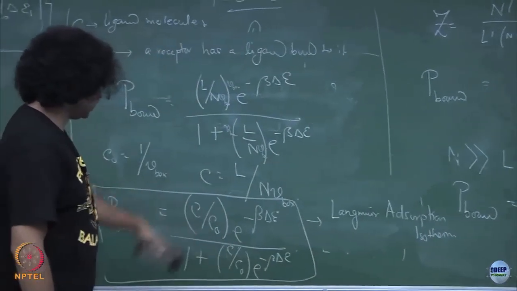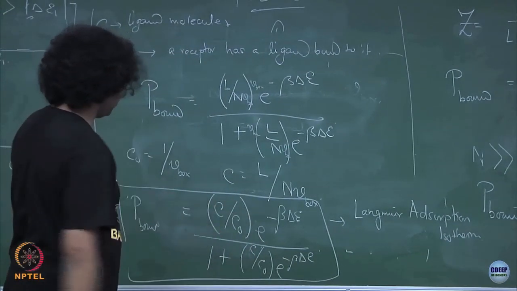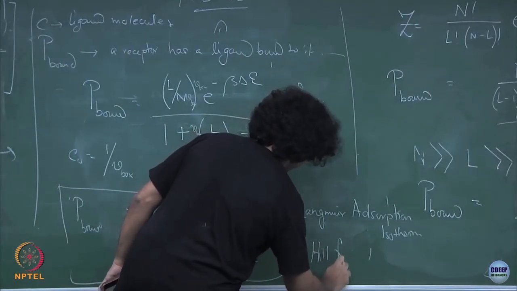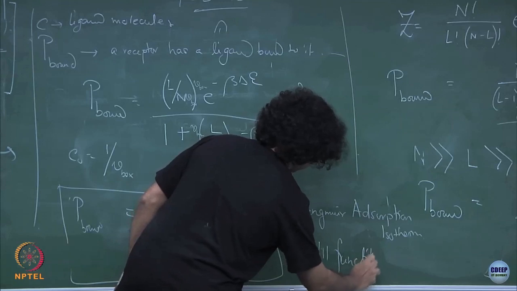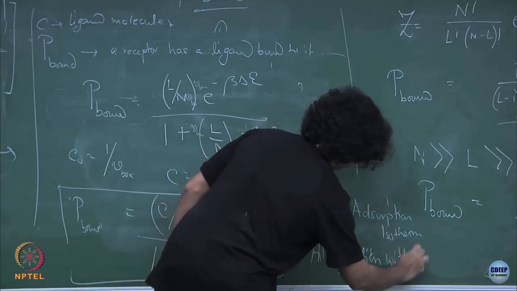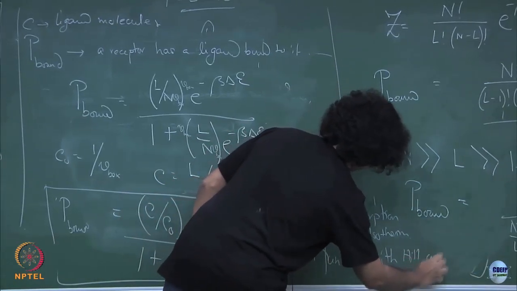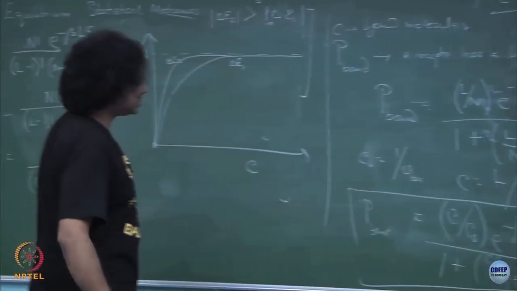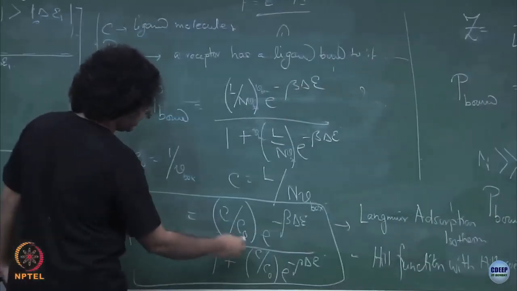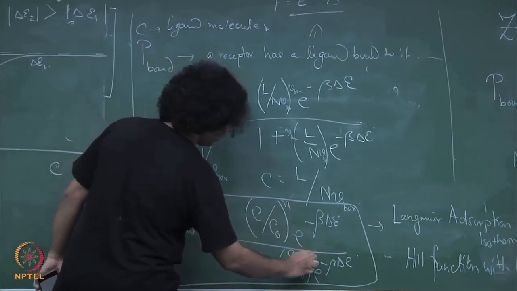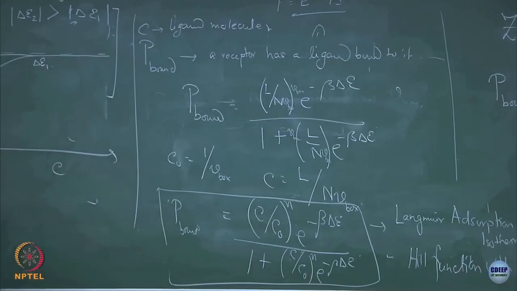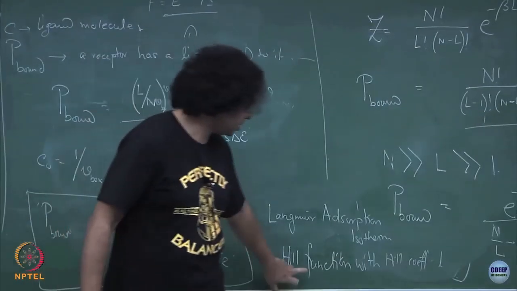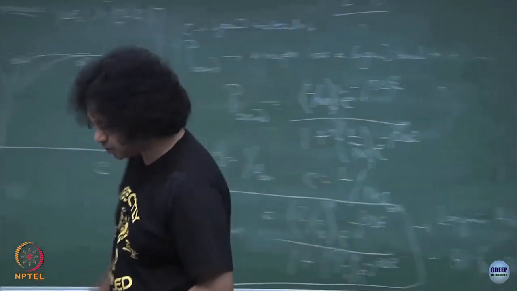This sort of a function, x by 1 plus x, is also called a Hill function, with a Hill coefficient of 1. I'll explain what that means. Generally, you can have Hill functions where you'll have something like this raised to the power of n. In this case, n is 1, which means it's a Hill function with Hill coefficient 1.